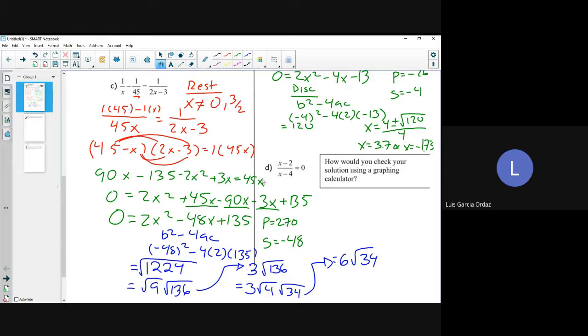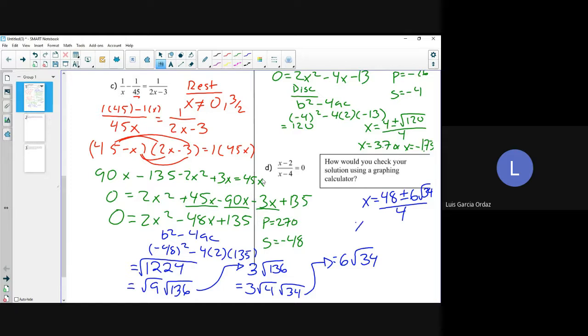Is there an 8? Nope, there's nothing. This is it. Gotta be thorough. Okay, so we get x is equal to negative b, which is already negative, so it gets 48, plus or minus 6 root 34, divided by 4.